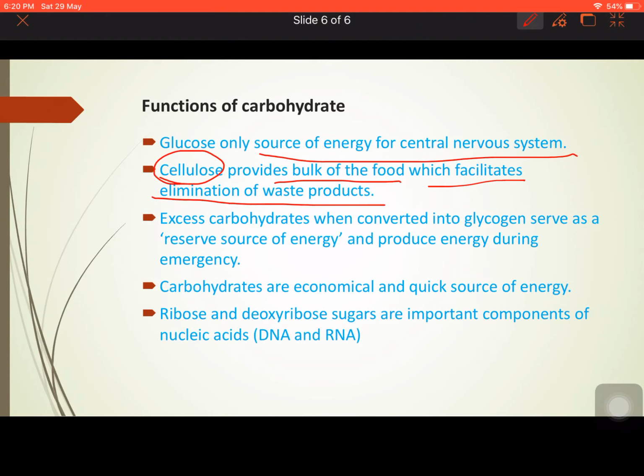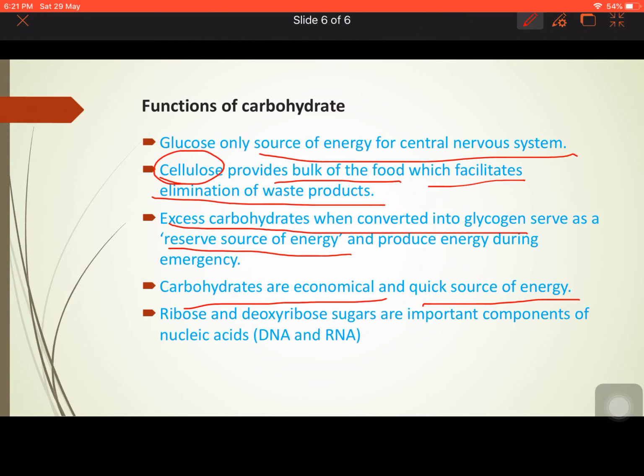Now what is done with excess carbohydrates? When they are converted into glycogen, they serve as the reserve source of energy. What does this reserve source of energy mean? That means whenever we are in need of energy in an emergency situation, when we are not consuming carbohydrates or when we are fasting for several days, this will act as a reservoir of energy. Glycogen will break down to give you glucose. Next, carbohydrates are an economical and quick source of energy. I have told you earlier that it is the cheapest source of energy.